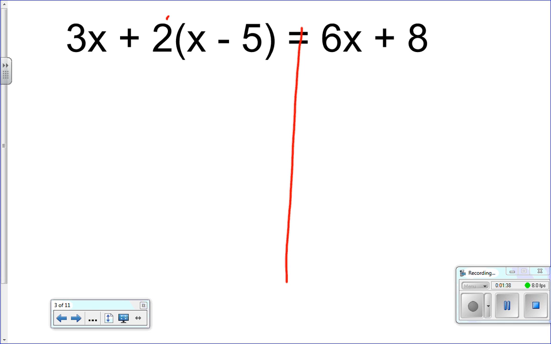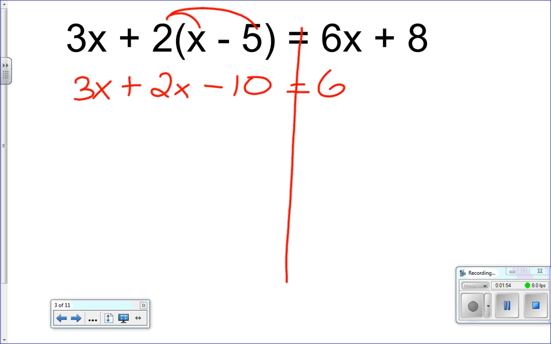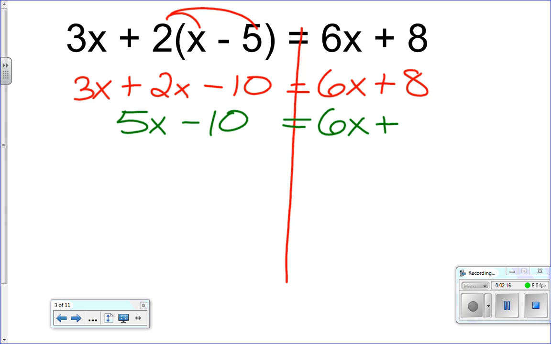Okay, so I'm going to do the distributive property, and what am I going to get, Malin? And then over here, I'm going to bring down a 3x. So I should get 3x plus 2x minus 10. And on the other side, Malin, what will I have? So I'll have 6x plus 8. So what would the next thing I do be, Megan? Okay, so what would I get when I combine like terms? 5x minus 10 equals 6x plus 8.